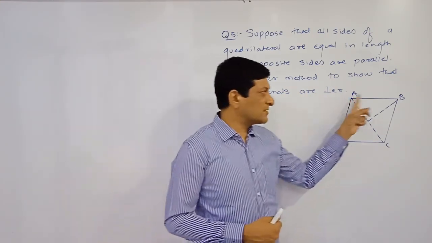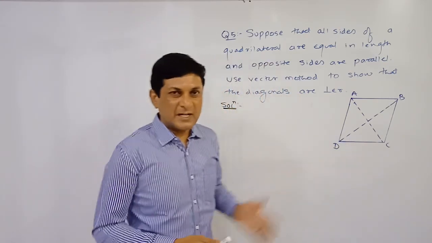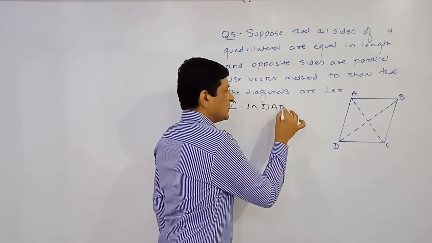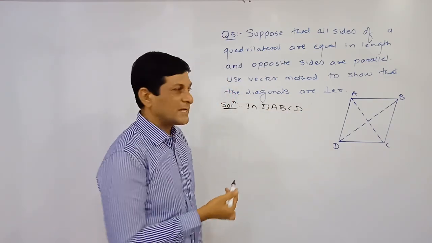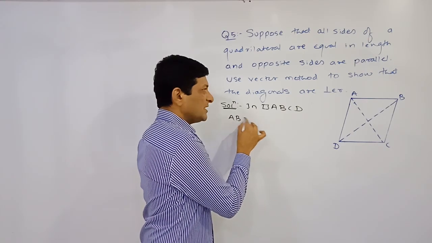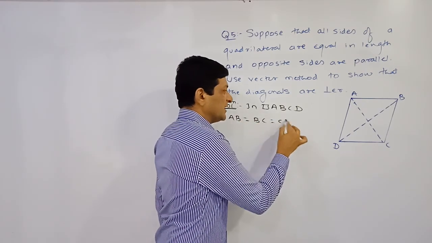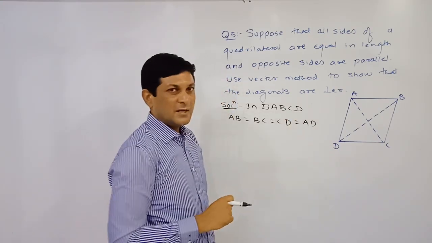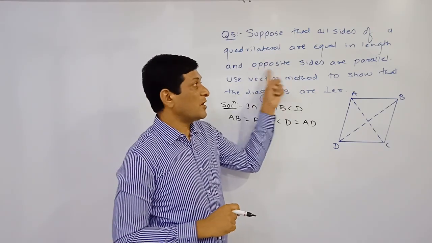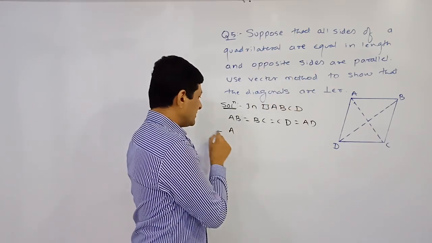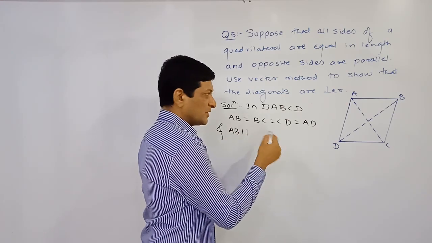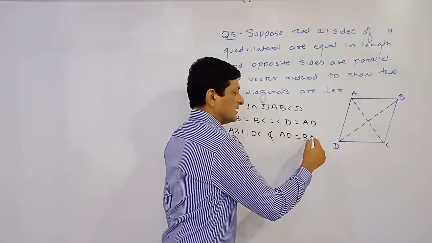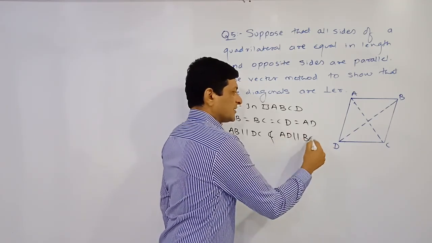So here we are considering one quadrilateral ABCD and first we write down the given condition. In this quadrilateral ABCD, it is given to us that all sides are of equal length, which means we can say that AB is equal to BC is equal to CD is equal to AD. All the sides are of equal length, it is given to us. Even it is given to us that opposite sides are parallel, which means here we can say that AB is parallel to its opposite side DC and AD is parallel to its opposite side BC. These are the given conditions.